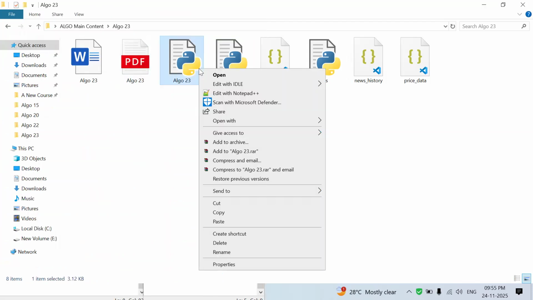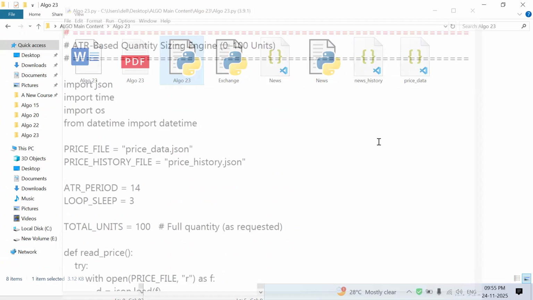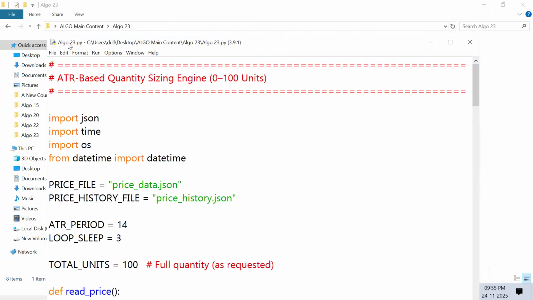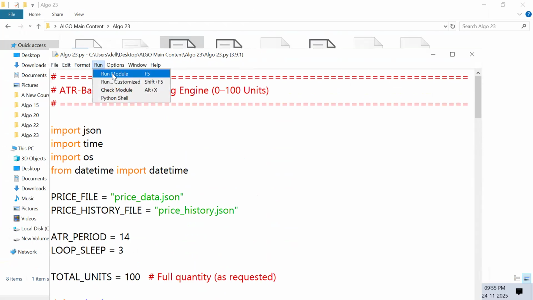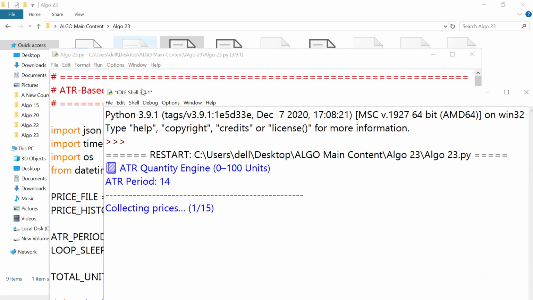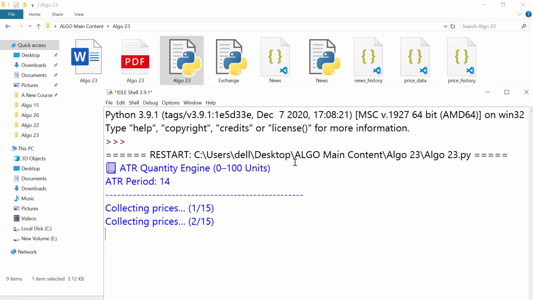So now let me show you the algo. This is the algo which I have written. The logic is it's going to collect the 14 prices, and based on that it is going to trade. It is going to suggest what quantity to trade. Okay, so now the algo has started. Let me close this. Let me adjust this window.